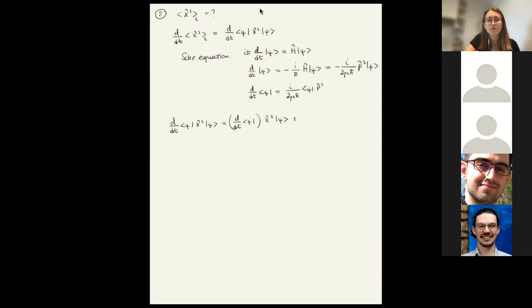okay, there are questions. So why is 1 over i equals minus i? Because i squared is minus 1 by definition. So minus i squared would be 1, which means that 1 over i equals minus i.